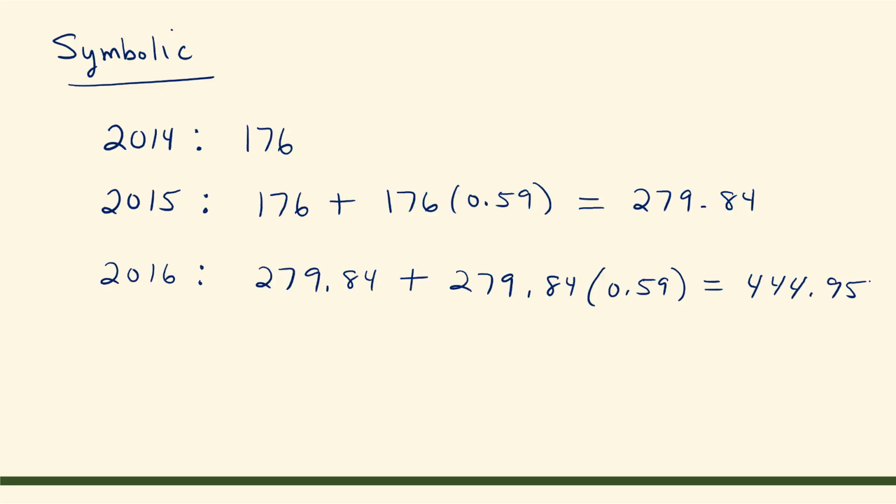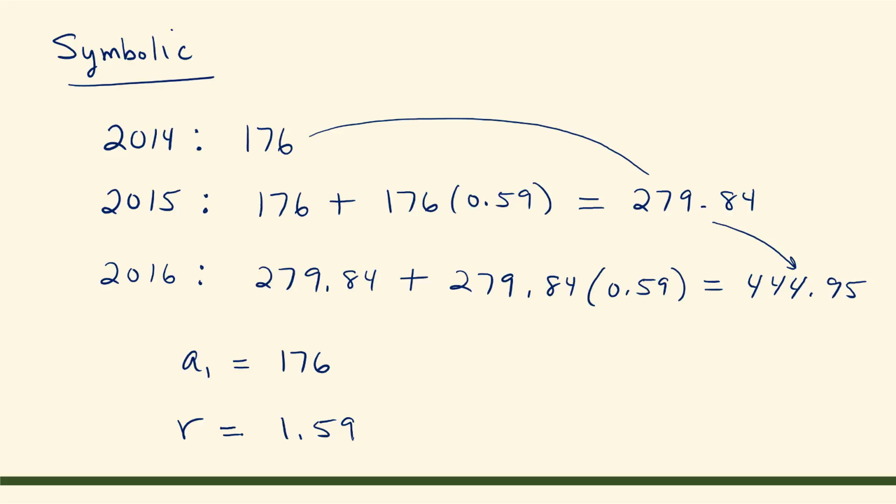So what we're seeing here is that we have some initial value. Our initial value, a sub 1, was equal to 176 million. And then as we go from year to year, as we go from 2014 to 2015, we can see that the common ratio between both 2014 and 2015, and then also from 2015 to 2016, that common ratio is equal to 1.59.